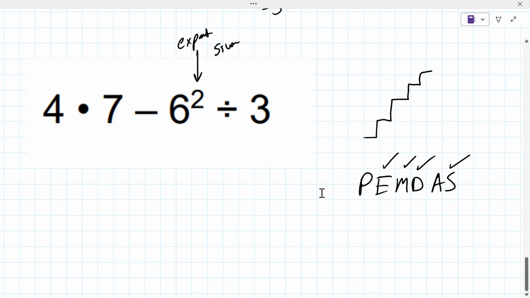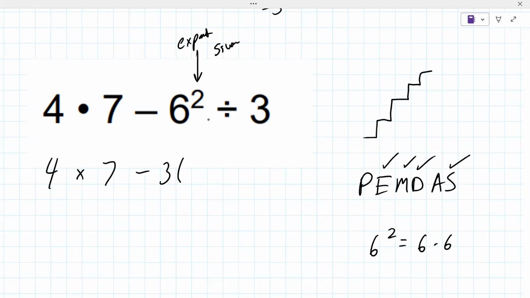Probably the square. Yes, the square. Now, 6 squared means to take the base 6 and multiply it by itself 2 times. That's 36. Okay, 36. So this is 4 times 7 minus 36 divided by 3.